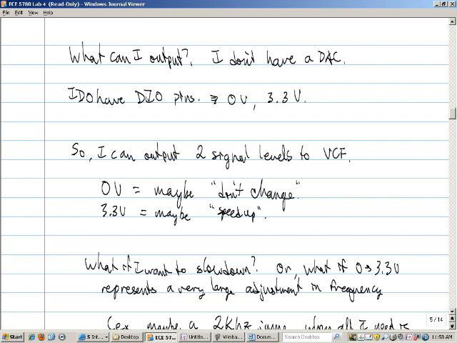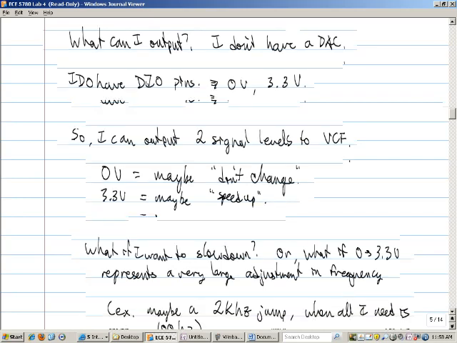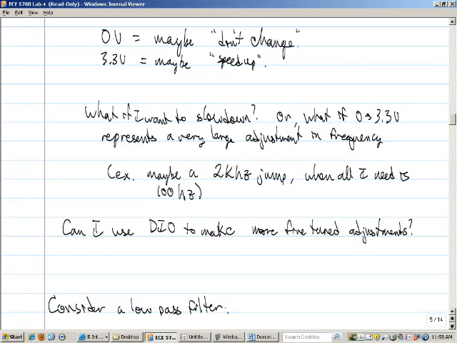If I want to change its frequency, maybe I hit it with 3.3 volts, and that tells it change your frequency. So change or don't change. I have two levels, and so if I apply 3.3 volts to the VCF, that will adjust drastically the frequency that the function generator outputs. But I only have the two levels. I can either go the nominal level or massive change. What if I want to slow it down?